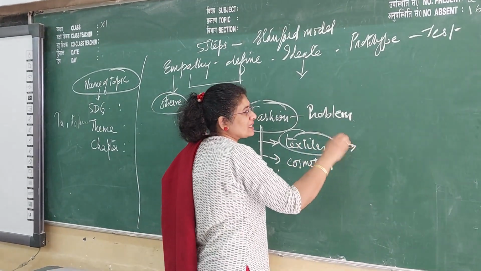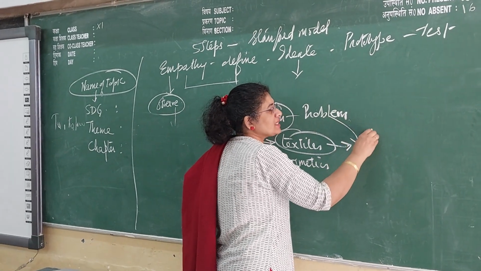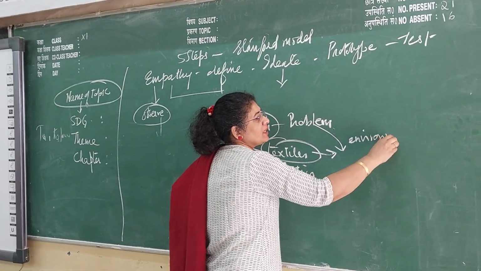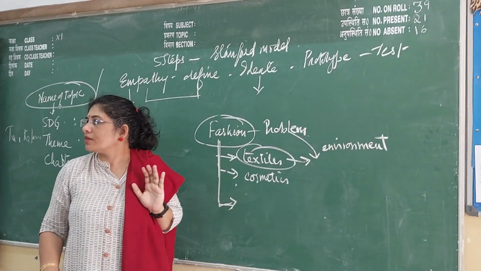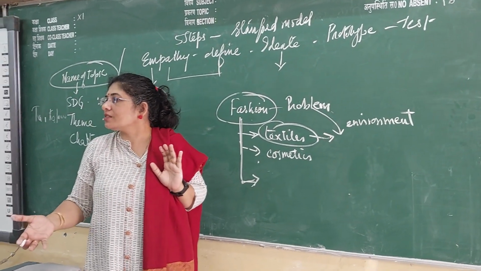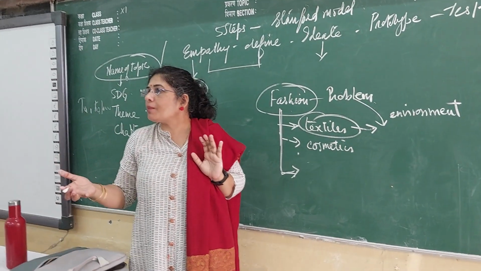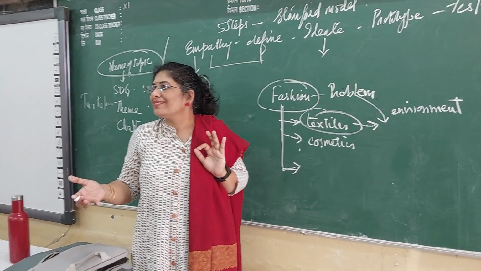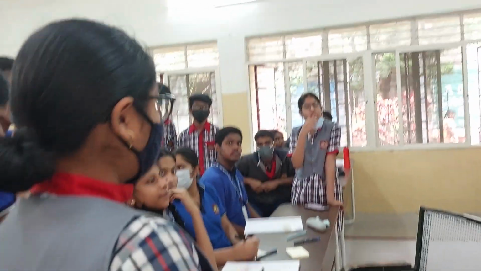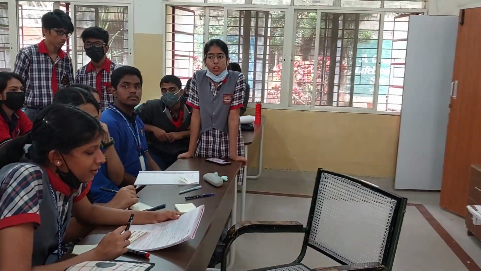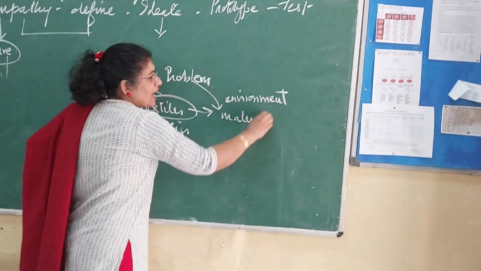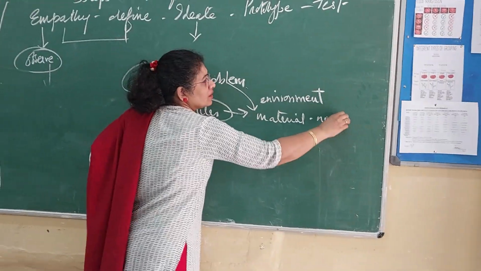If it is textiles, how is textiles causing environmental damage? How is textiles a damage to the environment? Write it down. Or you can just say it to me. How is it a damage? Ma'am, in fast fashion they use fibers like polyester, nylon and acrylic. Exactly. The materials that are used, these are non-biodegradable.